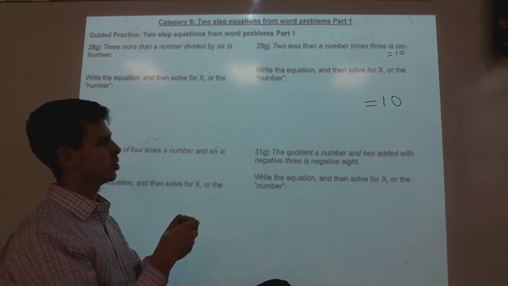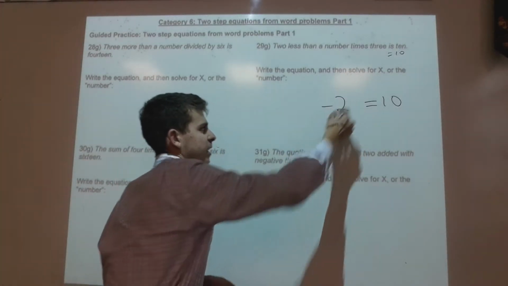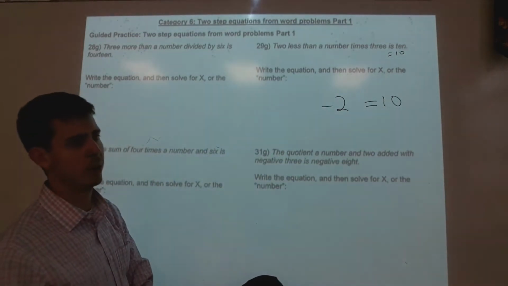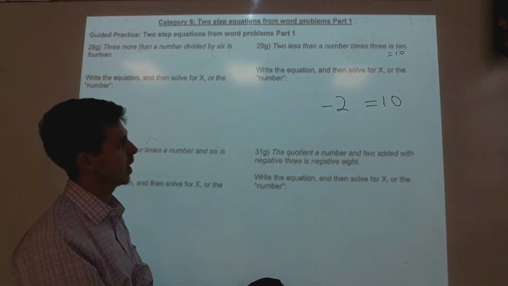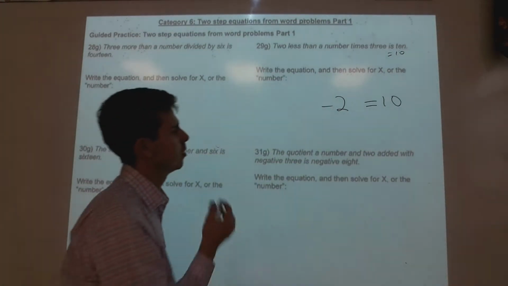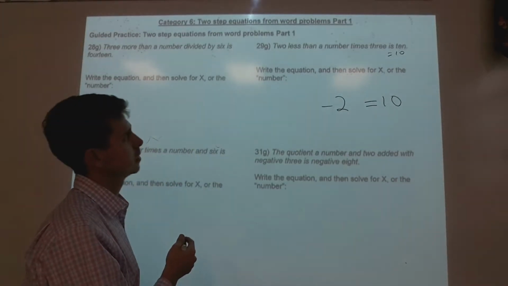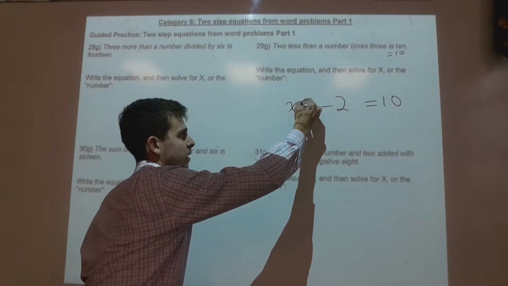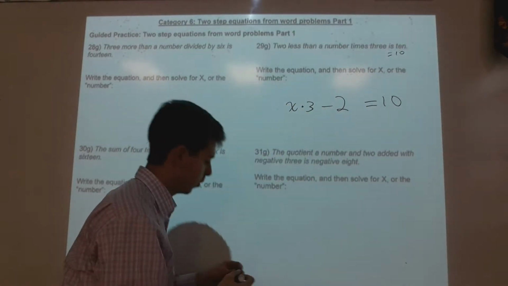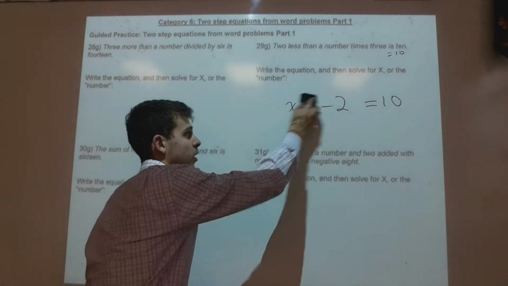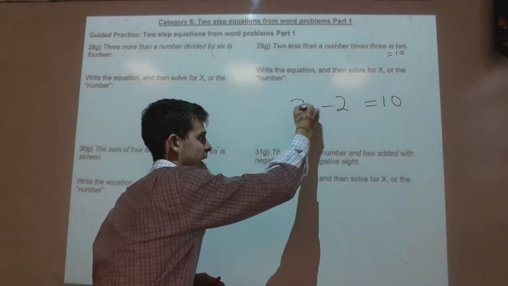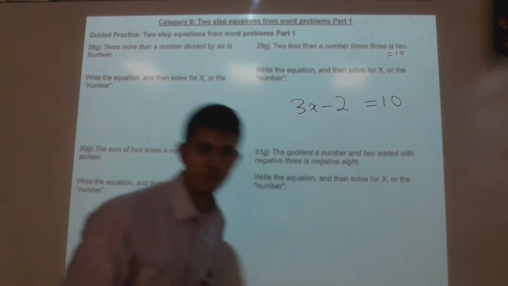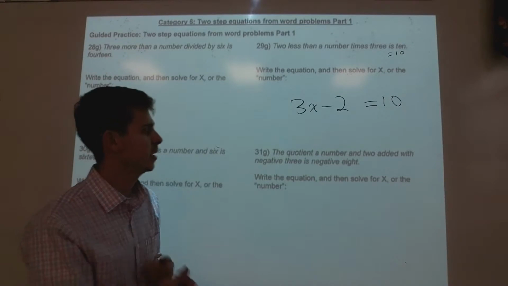Now what is that 2 less? I like thinking like this: we're going to take 2 away. It's 2 less, it's 2 subtracting. Then 3 times a number, so x times 3. If we want to write that in a more algebraic way, we'll do 3x. So, here's our equation: 3x minus 2 is equal to 10.